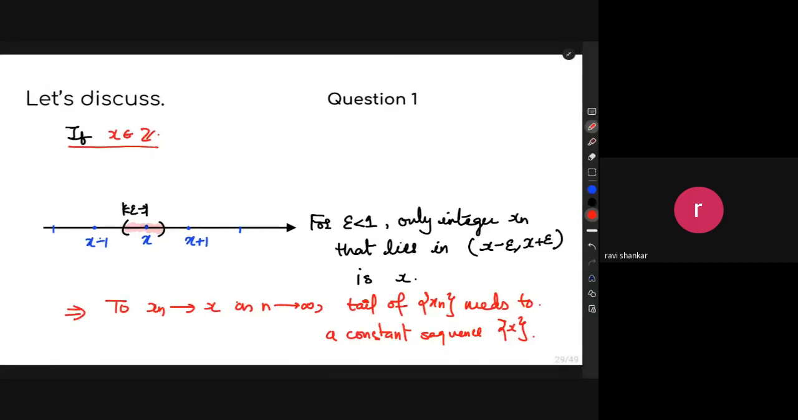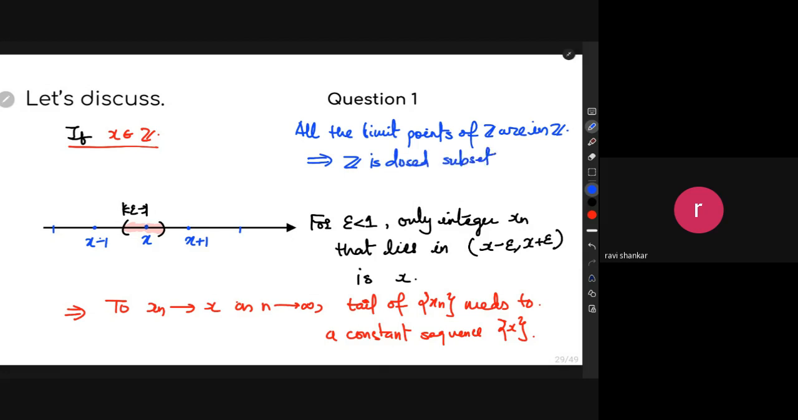So it proves that all the limit points of Z are in Z, implying Z is a closed subset of R. Okay, so I hope this is clear. Now we can move on to the next question.